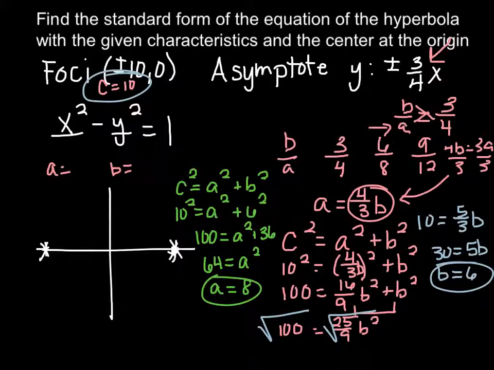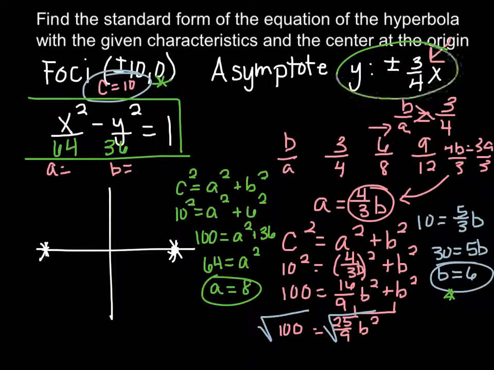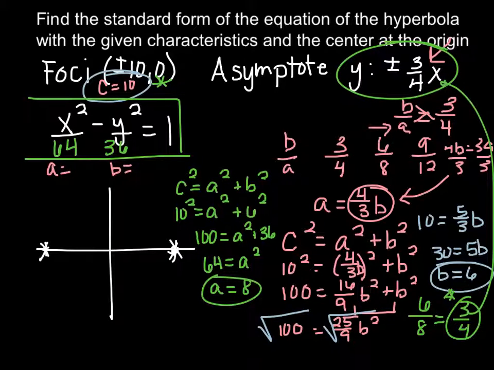Now I have a, I have b, and I have c. So a is 8, and 8 squared is 64. b is 6, and 6 squared is 36. So here is my equation, which proves this piece right here. If I did b over a, 6 over 8 reduces down to 3/4. And that's how I got the asymptote right here.